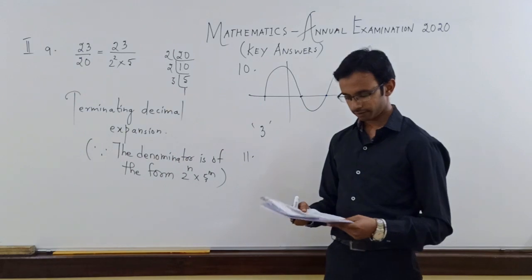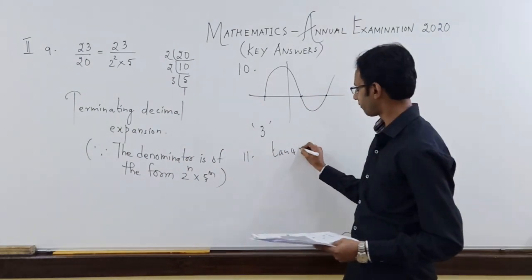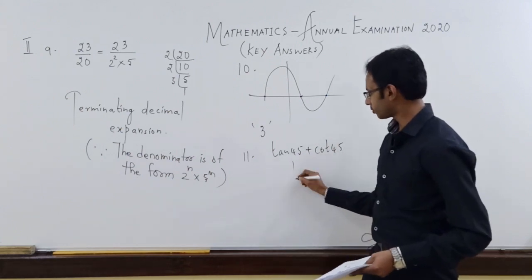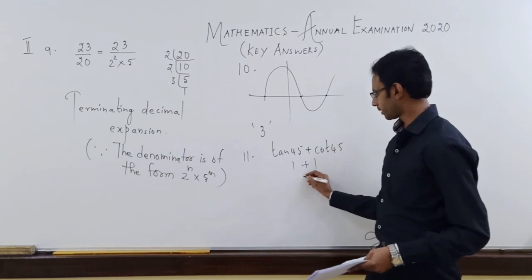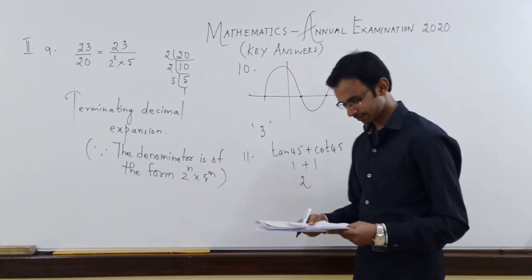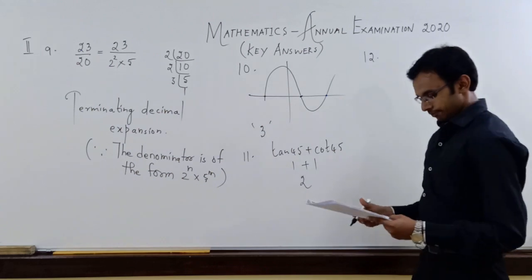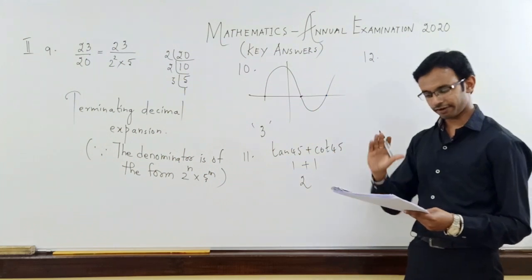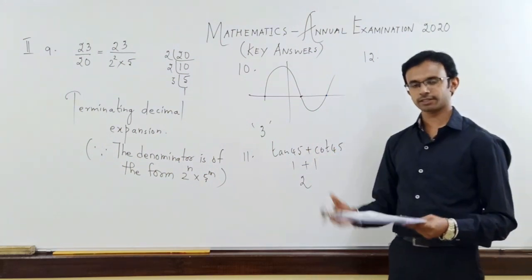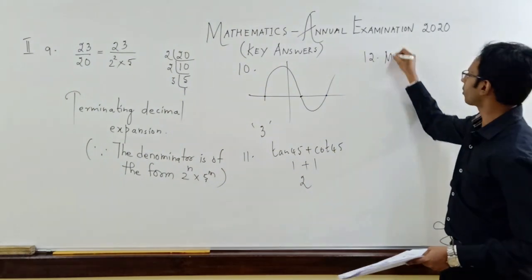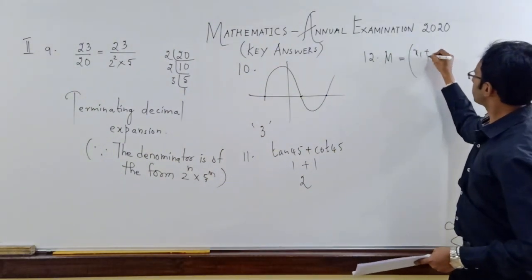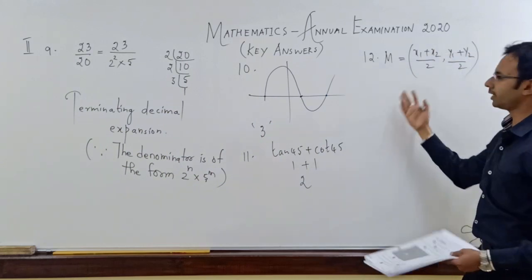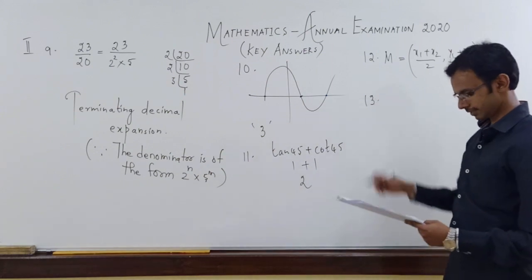Then problem number 11. Find the value of tan 45 plus cot 45. When you look at the trigonometric table, tan 45 is 1, cot 45 is also 1. So 1 plus 1 will be 2. So this gives you 1 mark. Very straightforward. Problem number 12. This is just a formula directly which I discussed with you in my previous video. Find the coordinates of the midpoint of the line joining the points x1, y1 and x2, y2. So we all know the midpoint formula. M is equal to x1 plus x2 divided by 2, y1 plus y2 divided by 2. So this, if you write, you will get 1 mark. Just the formula they are asking.